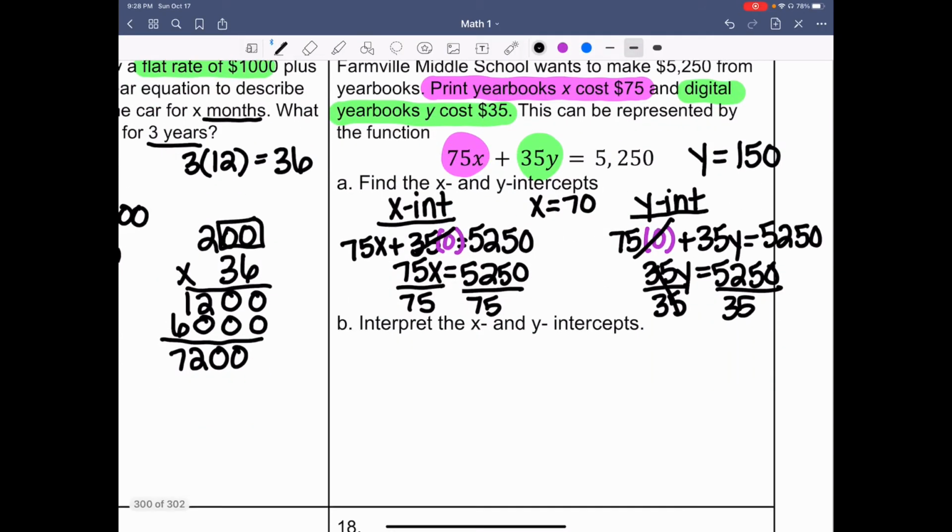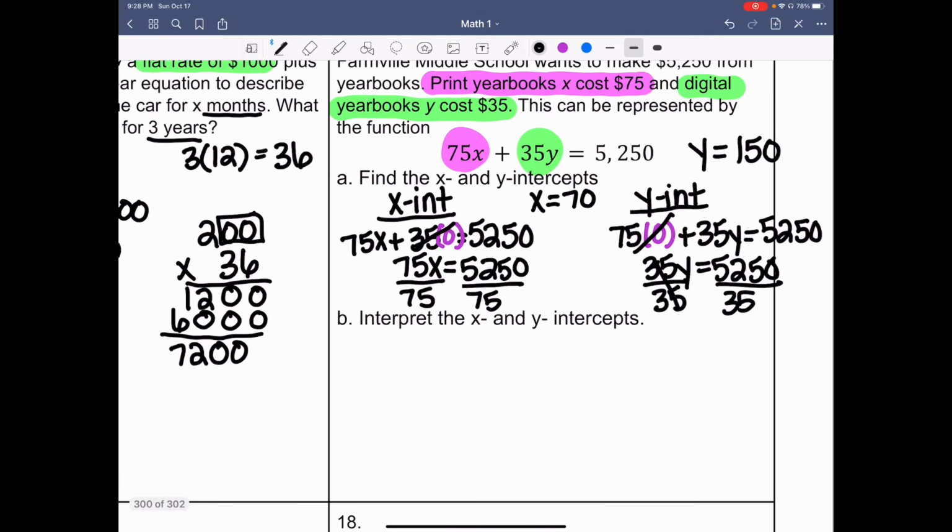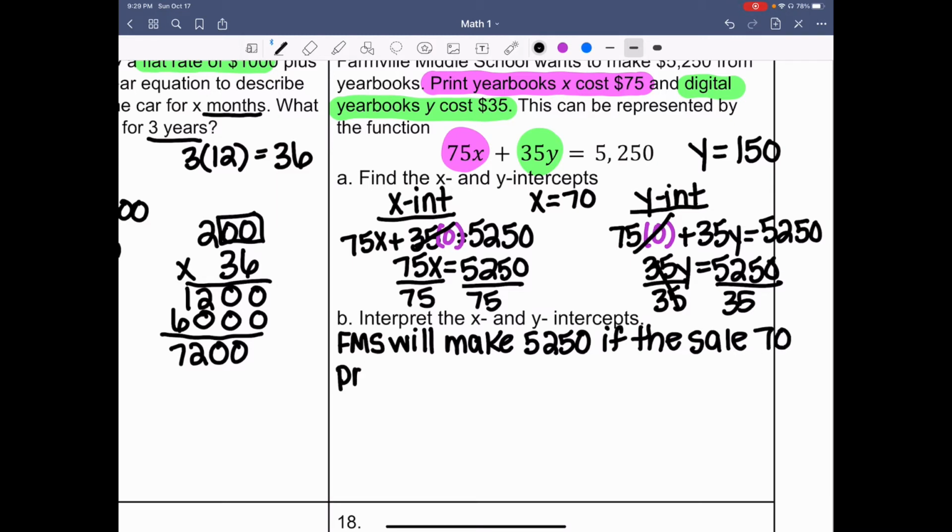So they want us to interpret what the x and y intercept mean. So if I interpret that, 70 is going to represent the printed yearbooks, but the condition is that they don't sell any digital yearbooks. So the Farmville Middle School will make $5,250 if they sell 70 printed yearbooks, but the condition is and no digital yearbooks.